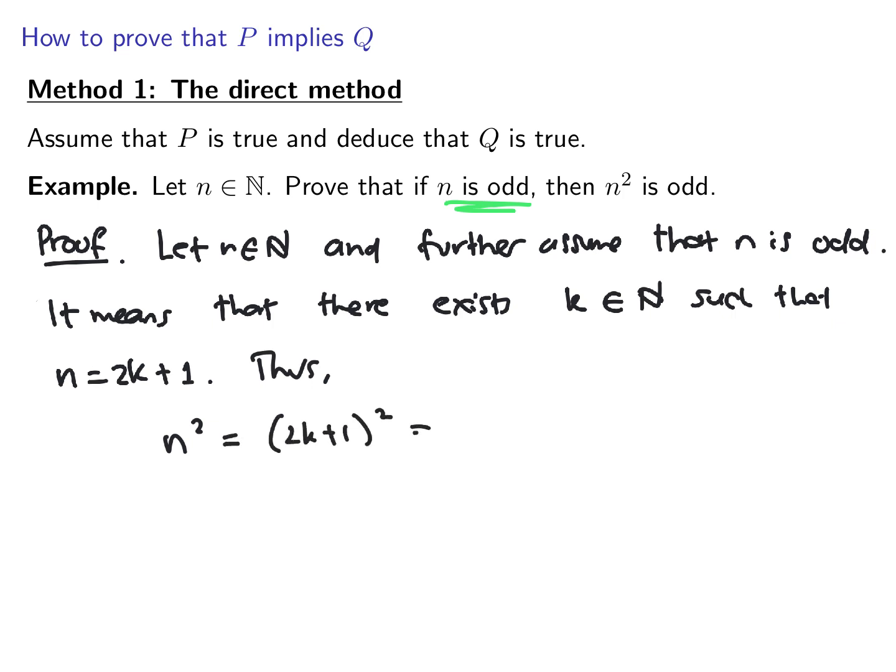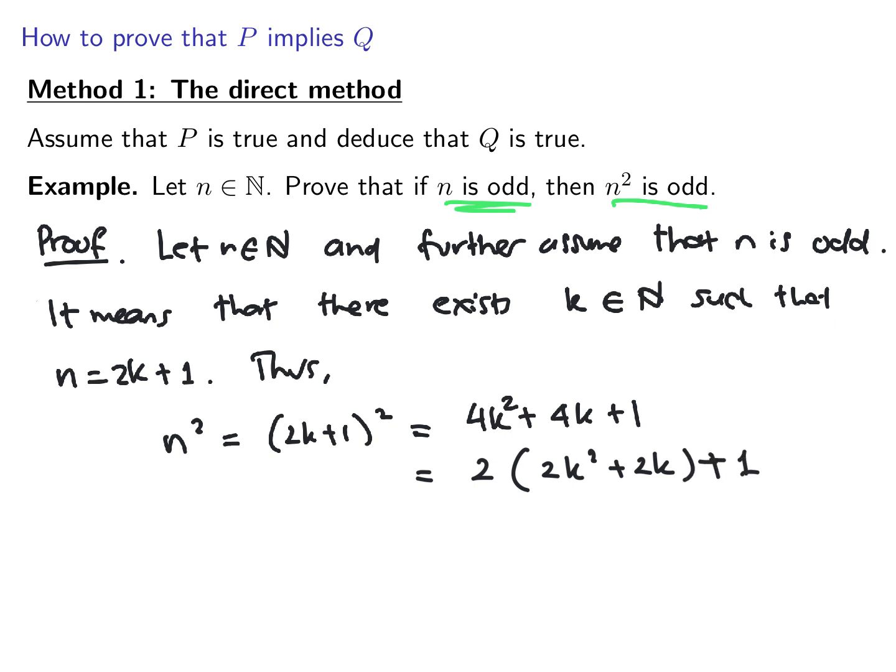We can expand this to get 4k squared plus 4k plus 1, right? And our main goal is actually to write, because we want to prove that n squared is also odd, we want to write this one right here as 2 times something plus 1, right? 2 times a natural number plus 1. What we can do is factorize 2 out, and we get 2 times (2k squared plus 2k) plus 1.